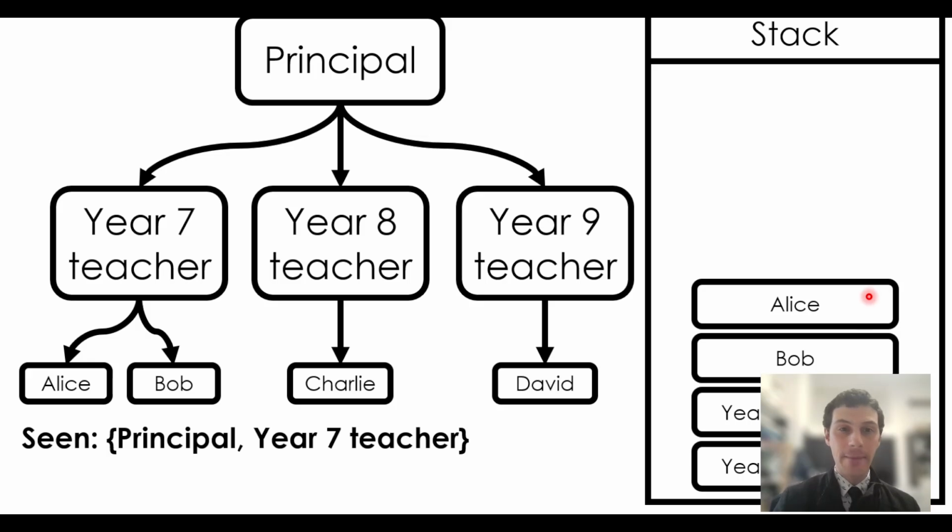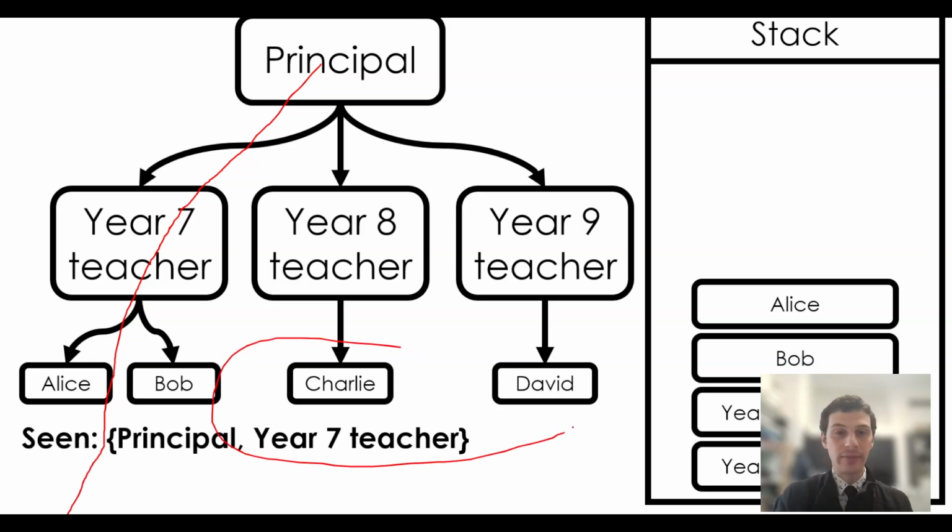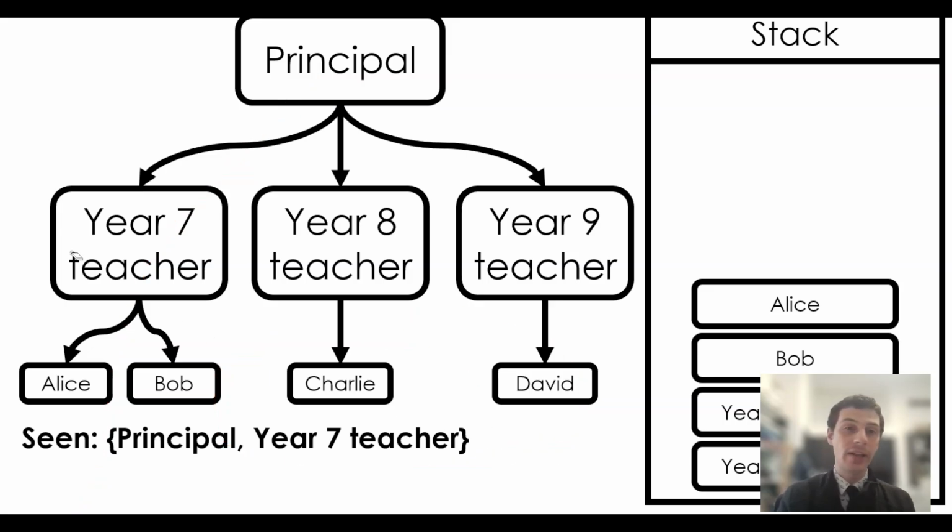Good. All right. You may notice that instead of going here and then across to do all of these and then across to do all of these, depth first search goes deep first. It goes to Year 7 teacher, and then it will go down to these, and it will end up going quite deep before it ends up exploring these siblings here, which is why it is different to breadth first search.